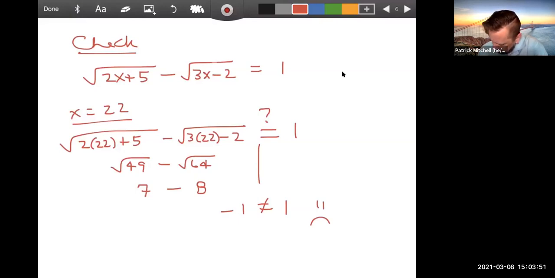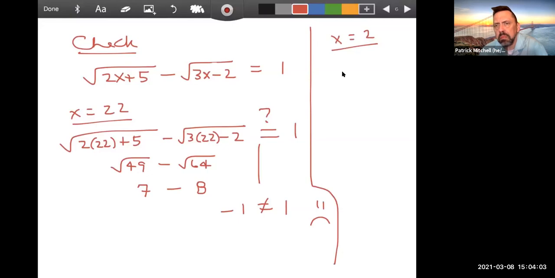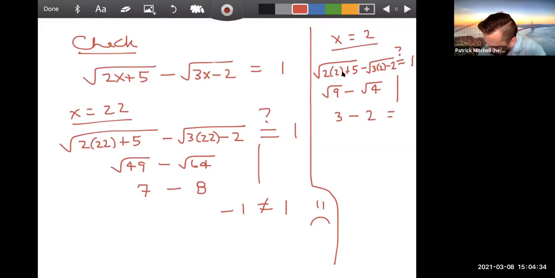All right, so let's see if I can squeeze x equals 2 over here. That was another possible solution. Okay. Square root of 2 times 2 plus 5 minus the square root of 3 times 2 minus 2. I want to know, does that equal 1? 2 times 2 plus 5 is 9. 3 times 2 minus 2 is 4. Square root of 9 is 3. The square root of 4 is 2. 3 minus 2 does equal 1. Woohoo! All right, so it turns out this equation has one solution only, and that solution is 2, not 22.